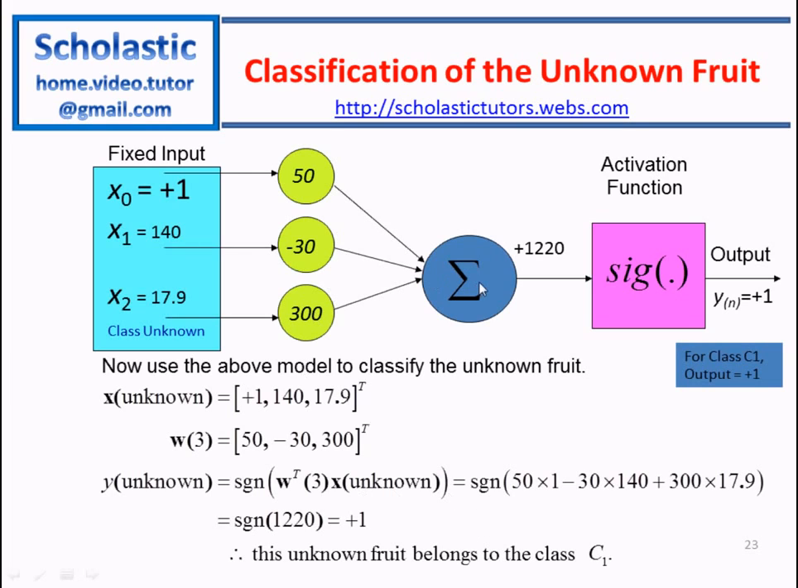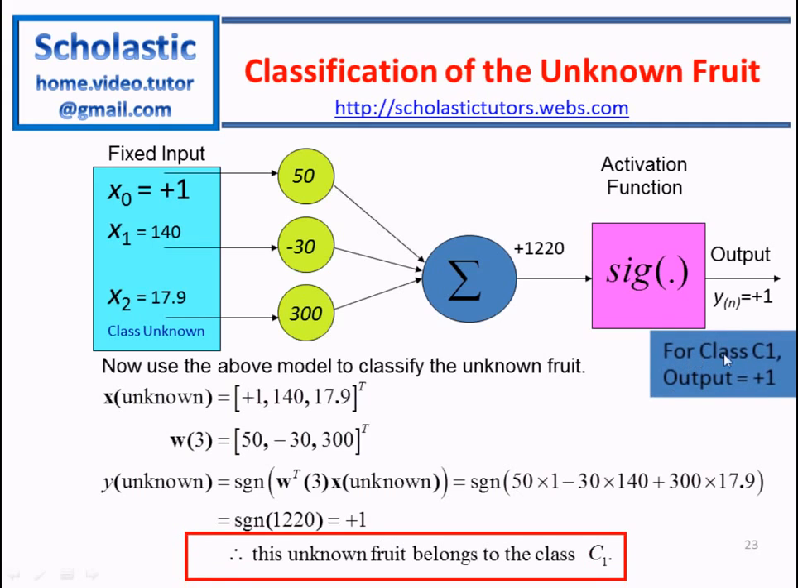So the input to this signum function is +1220, which we calculated just now, and then we get an output of +1. That means the unknown fruit belongs to class C1. Therefore, it is class C1 output, because +1 means class C1. So this is a very simple way of classifying the unknown fruit. We found that the fruit belongs to class C1.